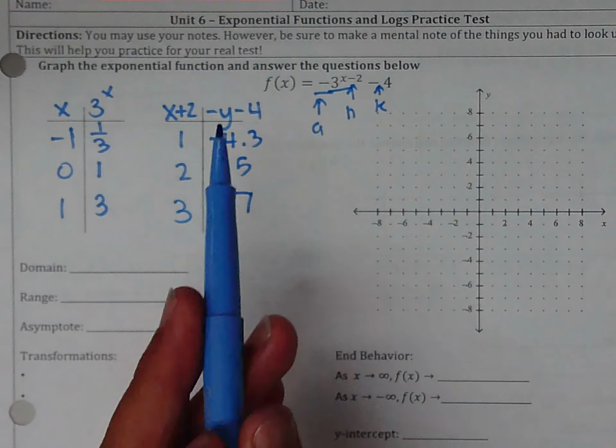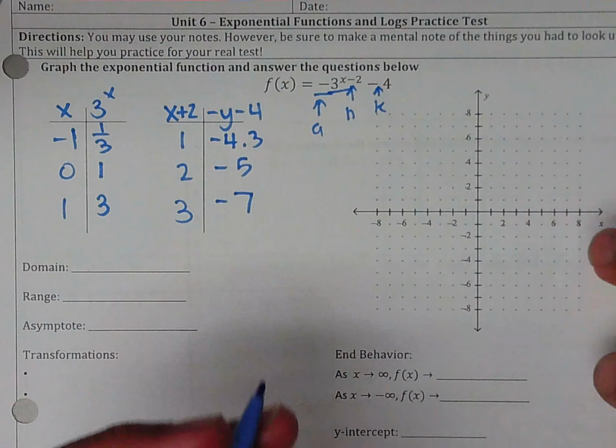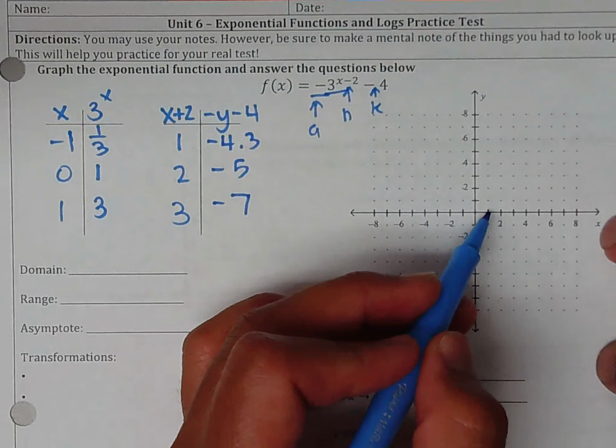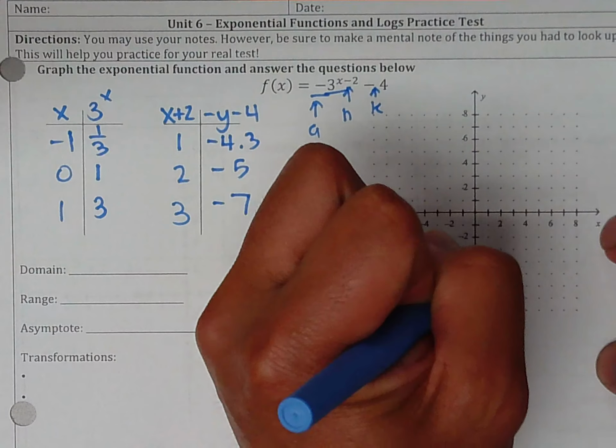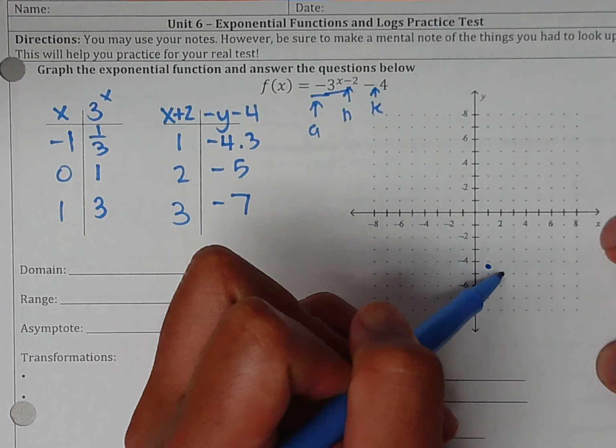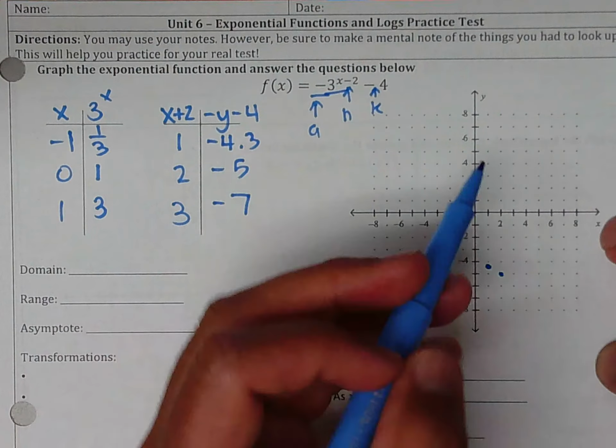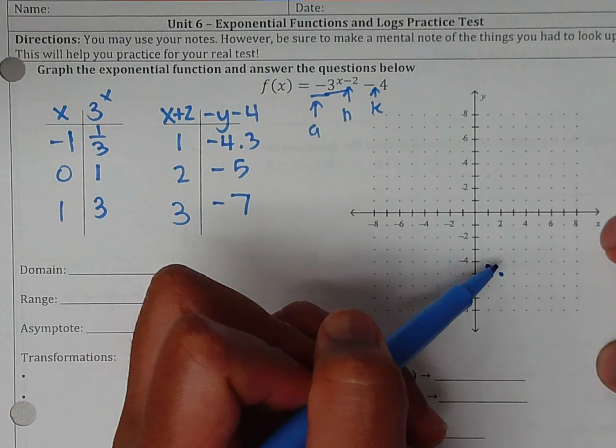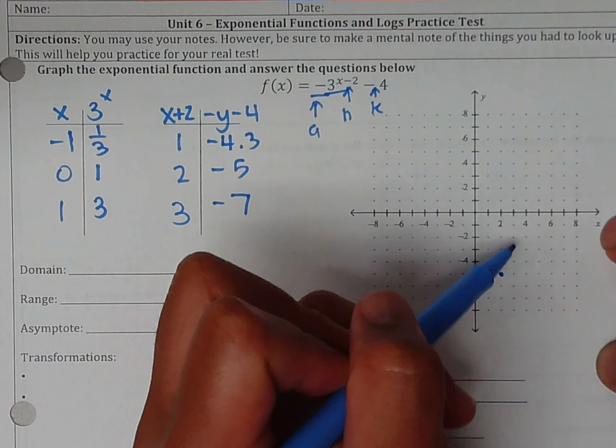All right, so graphing these points, that's going to be 1 comma -4.3, that'll be about right there. 2 comma -5. And then 3 comma -7.